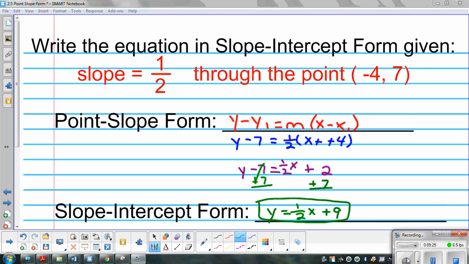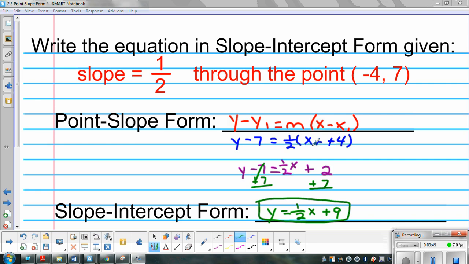Alright, so how did you do? Did you start by writing the formula like I've asked? And then did you sub in your values? Y minus, and then we sub in the 7, equals, the slope is 1/2, x minus, but then you subbed in a negative 4. So that would be minus a negative 4. Notice I changed it to plus. We keep change, or we just make it one big plus sign.